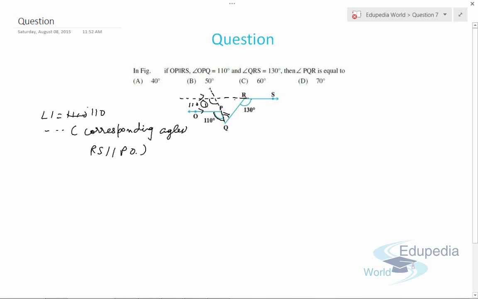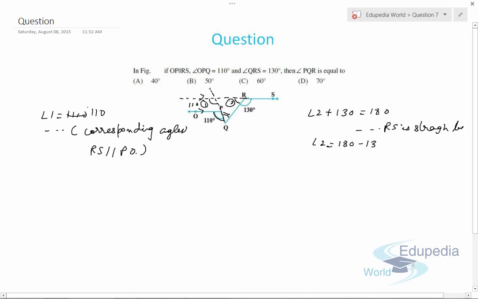If this is 130, so this will be 180 minus 130, let it be angle 2. So angle 2 plus 130 will be equal to 180. Why? Because RS is a straight line. So angle 2 is 180 minus 130. So angle 2 is 50 degree. So we got this as 50 degree. Similarly, if this is 110, so this will be 70.